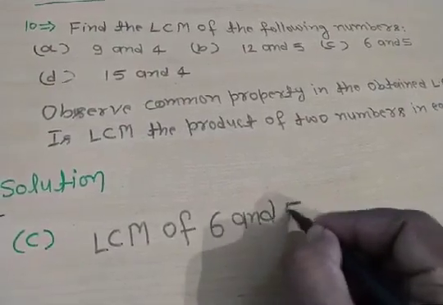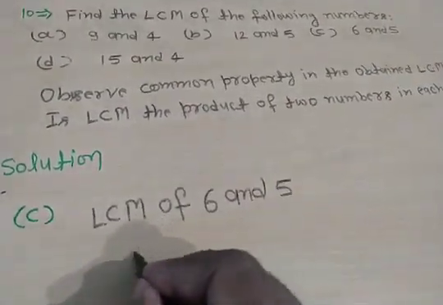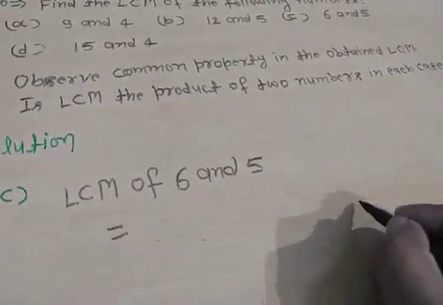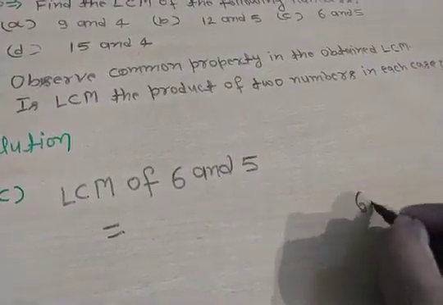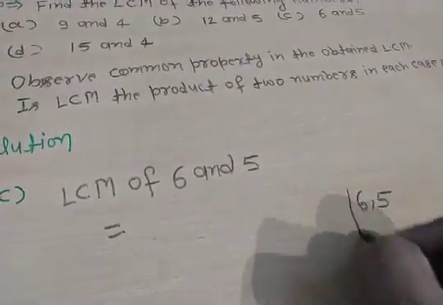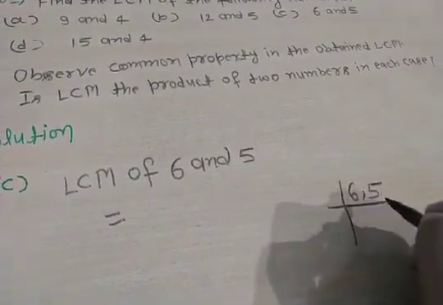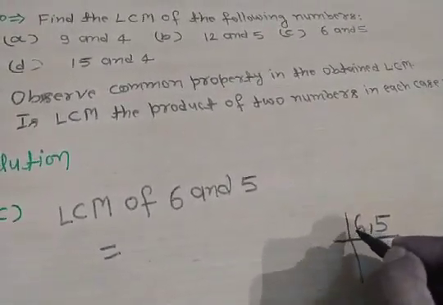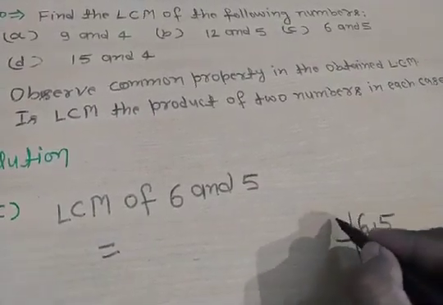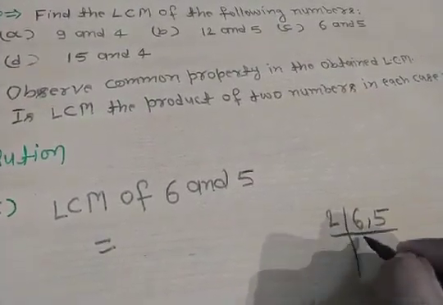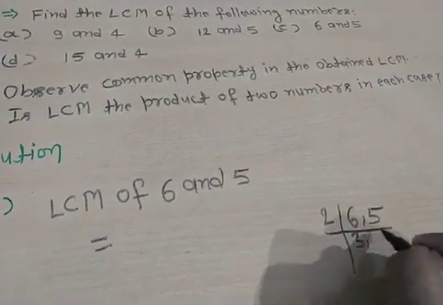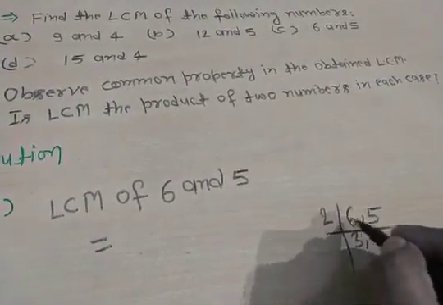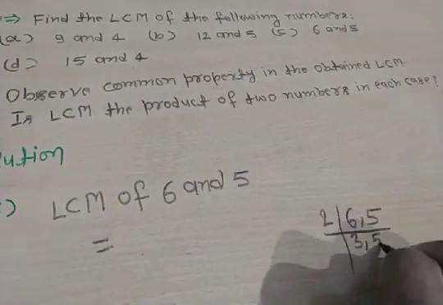And 5. Okay, so this is equal to, we find here LCM by division method. For this we select the smallest prime number which divides at least 2 numbers. Here the smallest prime number is 2, so 2 divides 6 by 3 times, and 5 is not divisible by 2, so we write it as it is.